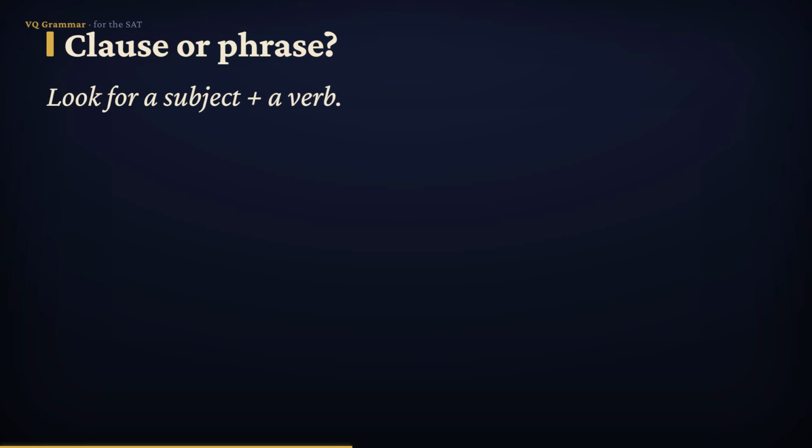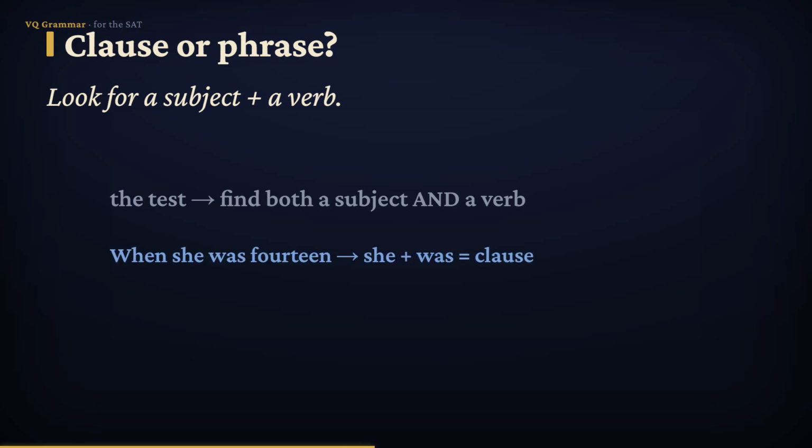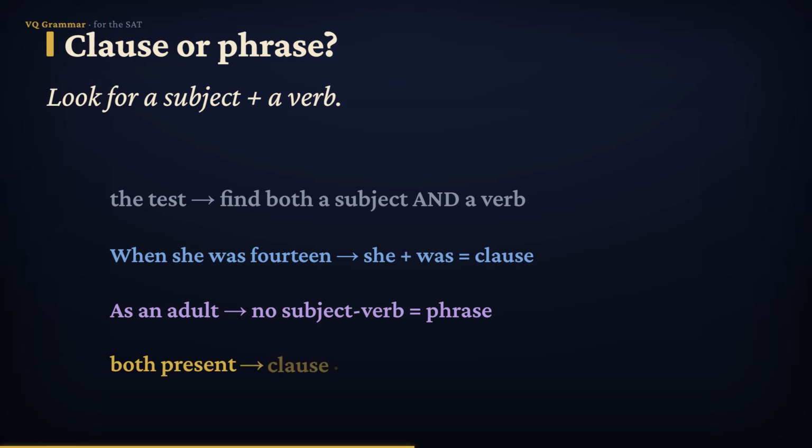One more skill. Don't mistake a phrase for a clause. The test is whether you can find both a subject and a verb. When she was 14, that has a subject, she, and a verb, was. So it's a clause, a subordinate one. But as an adult, there's no subject and no verb. It's just a prepositional phrase. So before you call something a clause, check. Is there a subject teamed with a verb? If both are there, it's a clause. If not, it's only a phrase.